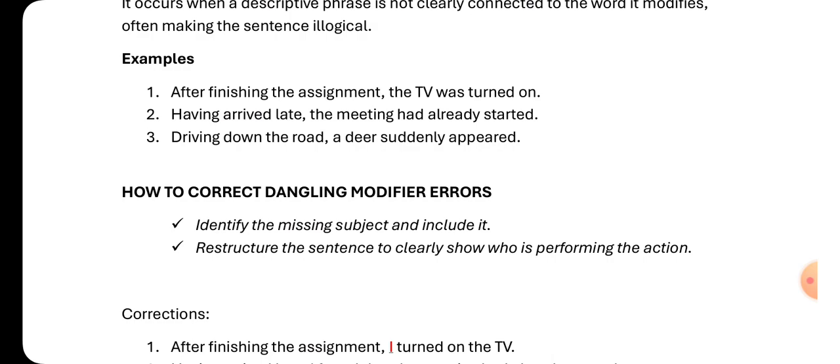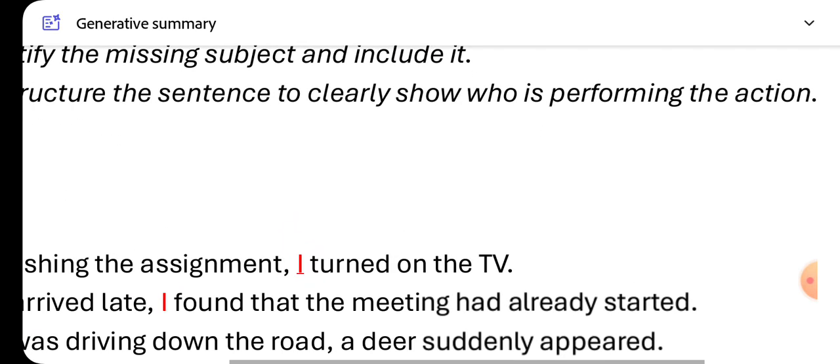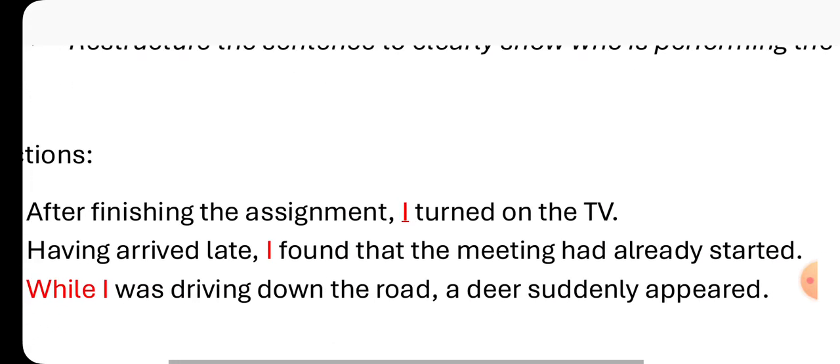Do you get it? So you have to always show who is performing the action. So let's look at the examples, the corrections here. After finishing the assignment, I turn on the TV. So you see, I introduce the word I, which I have highlighted here. I. So I turn on the TV.